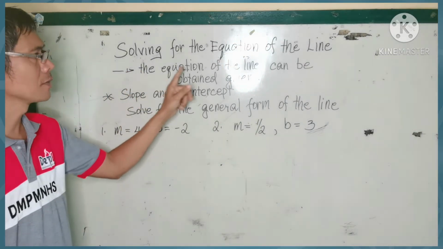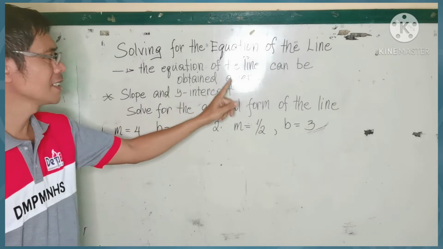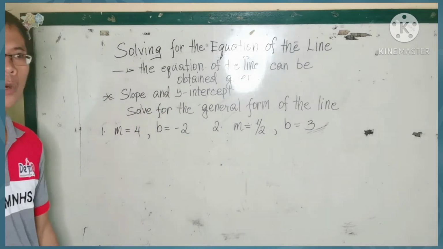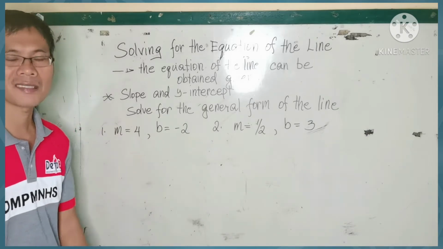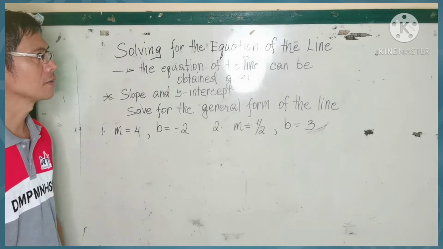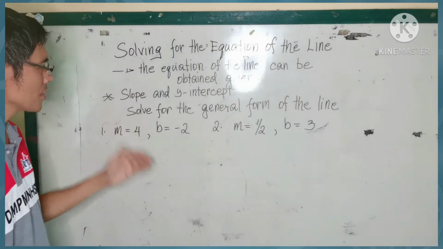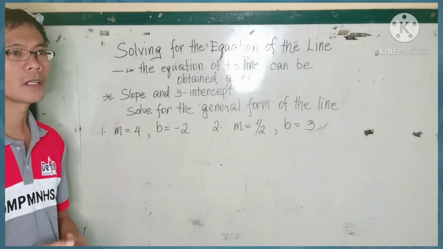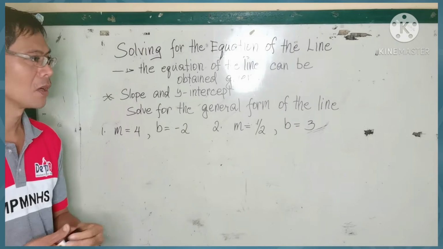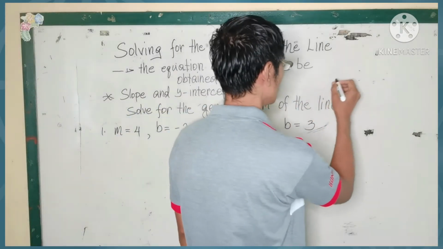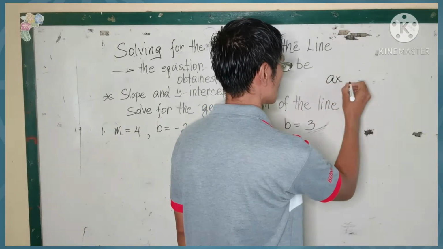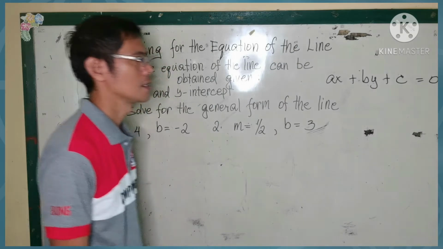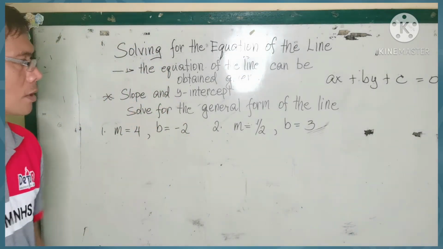It says, the equation of the line can be obtained or solved given, first, the slope and y-intercept. If the slope is given and the y-intercept is given, then we can solve for the equation of the line. Let us consider this one: solve for the general form of the line. If we are to remember, the general form of the line is simply ax plus by plus c equals 0.